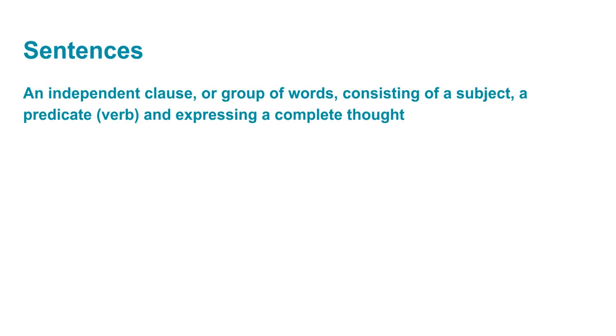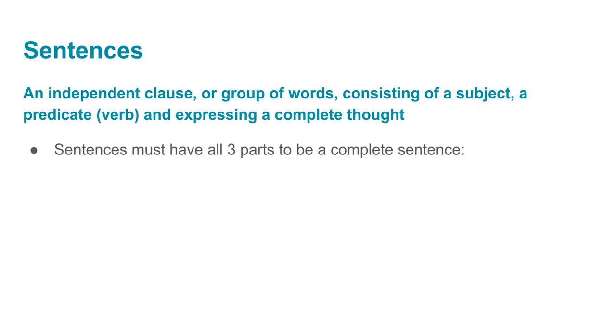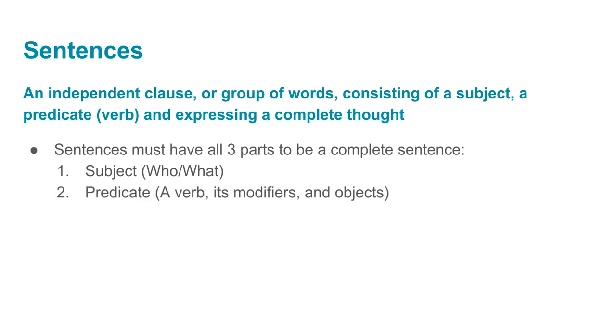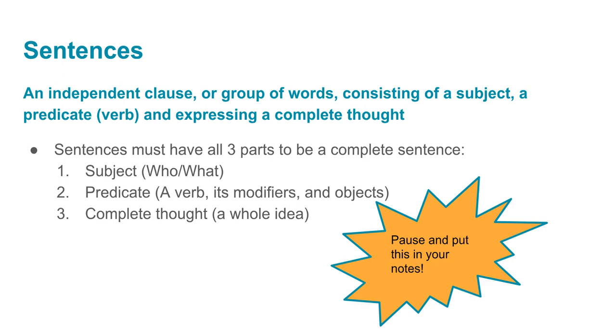So a sentence is an independent clause or group of words that consists of a subject, a predicate, and expresses a complete thought. Basically, sentences have to have all three of those parts to be considered a complete sentence. Namely, they have to have a subject, the who or what the sentence is about. They have to have a predicate, which is a verb, the verb's modifiers, like adverbs, and any objects the verb might have. And the sentence has to have a complete thought or express a whole idea. Make sure you pause and put this definition in your notes.